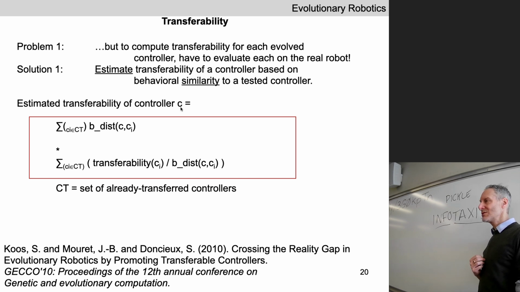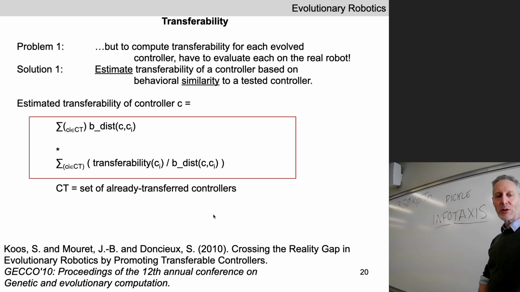What is the intuition for this? Why are they weighting this sum in this way? You have two controllers that are very different. What I've learned about the transferability from the one that I did put in practice, I can't apply that in theory too much. If they're similar, then you should hope that they behave similarly.